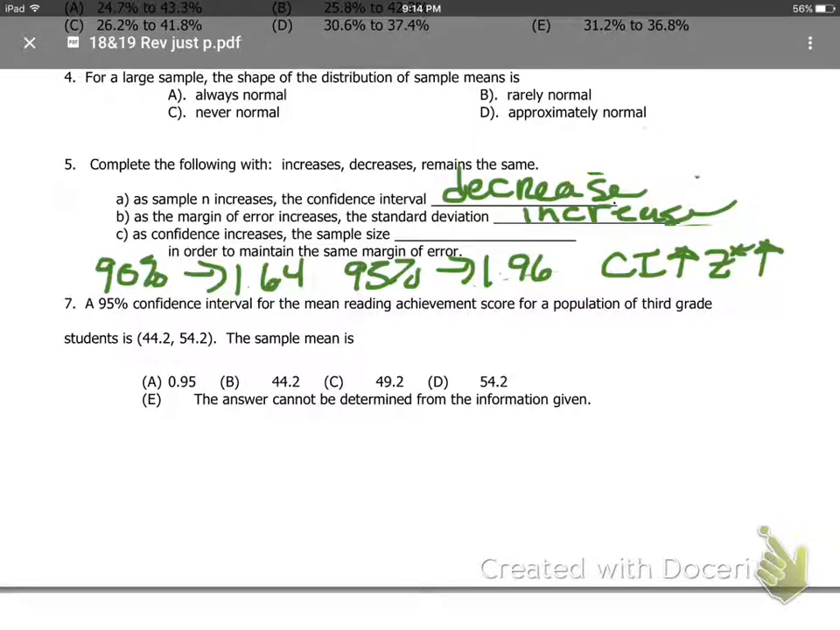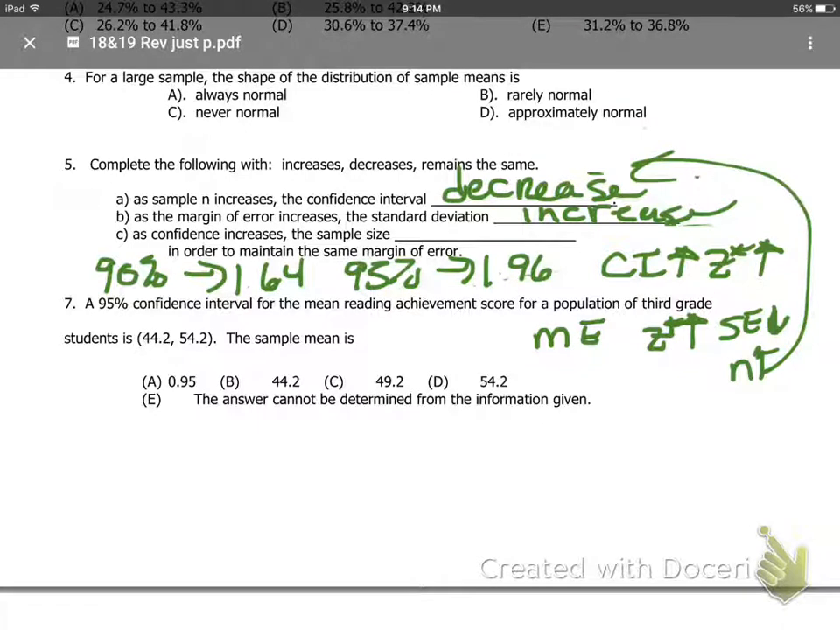So if my confidence increases, okay, but it says the sample size must do what in order to maintain the same deal? Okay, so if I want to keep my same margin of error and my critical value is increasing, then that means my standard error must decrease. And how do I get my standard error to decrease? And that is to increase my sample size. Remember from back up here. So we will increase my sample size. You might have to think about that one.